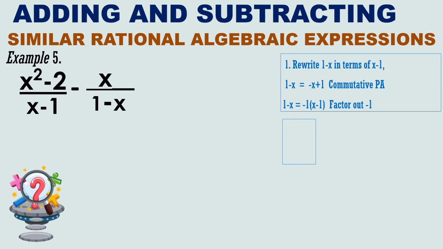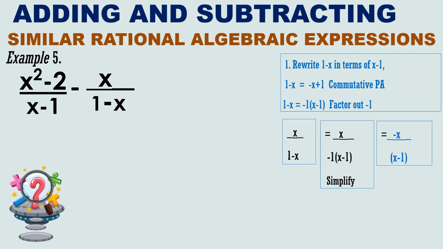And then next, we are going to simplify the second term, x over 1 minus x. So this is equivalent now to x over negative 1 times the quantity x minus 1. So simplifying the term, we have negative x over x minus 1. So we have now similar denominators.